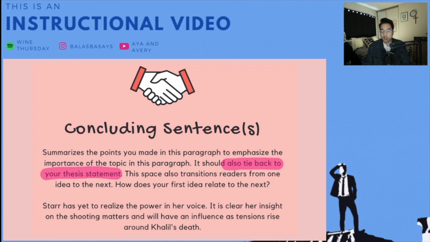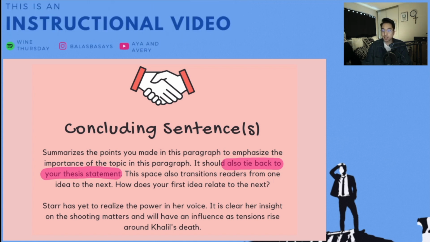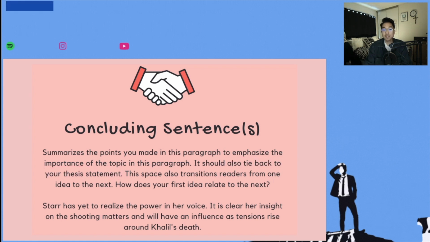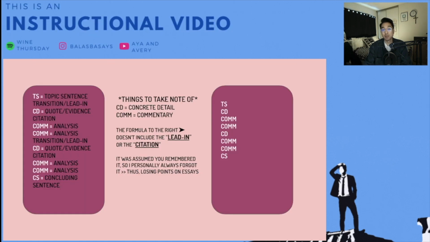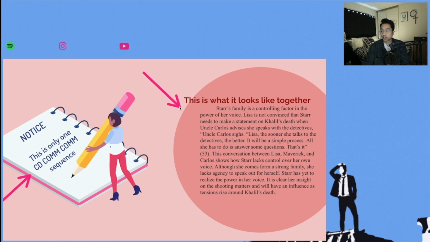So here's the example. Star has yet to realize the power in her voice. It is clear her insight on the shooting matters and will have an influence as tensions rise around Khalil's death. So let's take this example and see how it looks in a body paragraph using the essay formula that I showed you earlier. Now take note that this is only one CD-COM-COM sequence. This is what it looks like altogether.